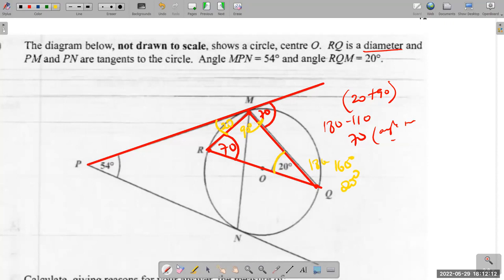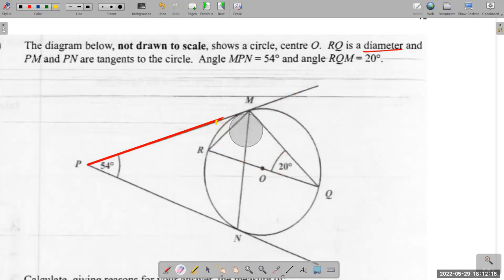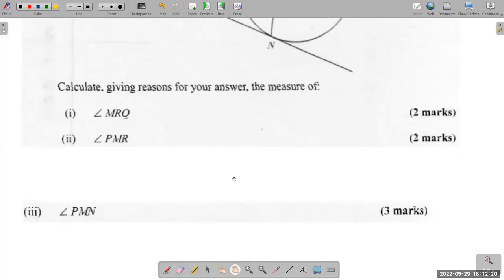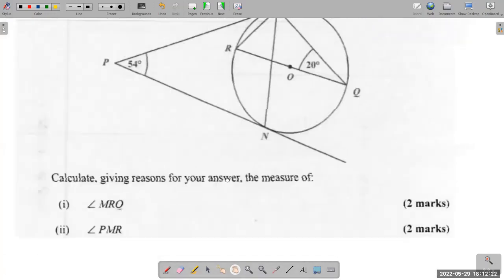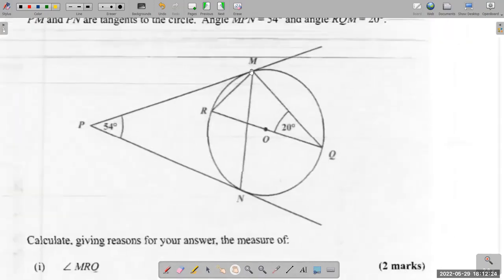So excellent job, everybody. This one was a rough one. You had to pay attention. And to be honest, don't be afraid to flip your paper upside down. So next one, PMN. PMN. We already found that. 63.